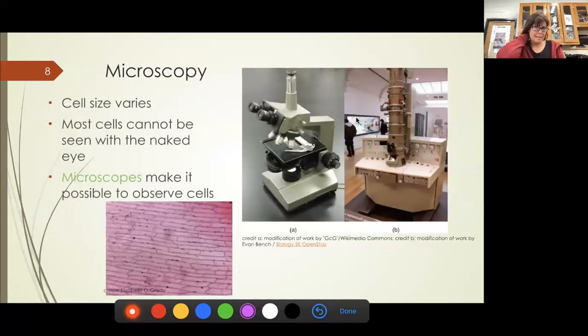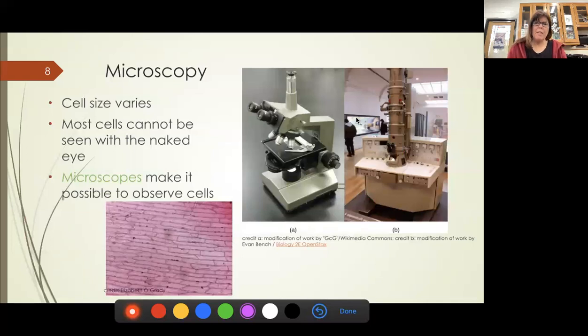So how we study these is by using microscopes, and there are all kinds of different types of microscopes. We will be working with what's called a compound light microscope. What that means is that light has to pass through the specimen. We know cell sizes vary from very, very small to, well, an egg, right? An egg is one cell. So a chicken egg or an ostrich egg can be quite big.